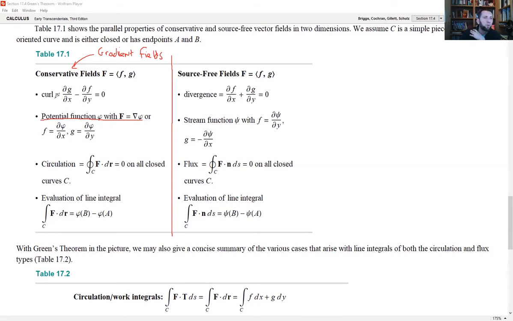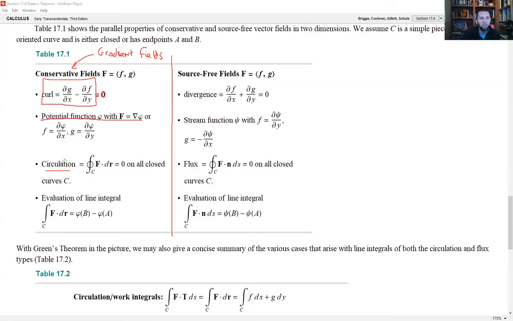So here we have the 2D version of curl. And our first statement is that the curl is equal to 0 if we have a gradient field. The potential function can be found as follows, where f is equal to the partial derivative of the potential function with respect to x, and g is the partial derivative of the potential function with respect to y. And so we can do our anti-differentiation process that we talked about earlier.